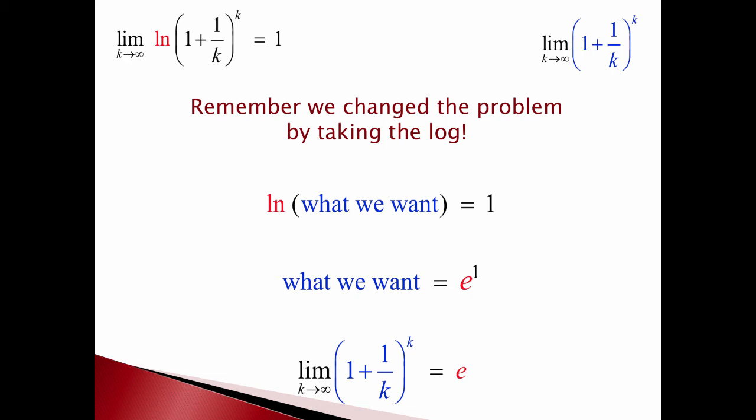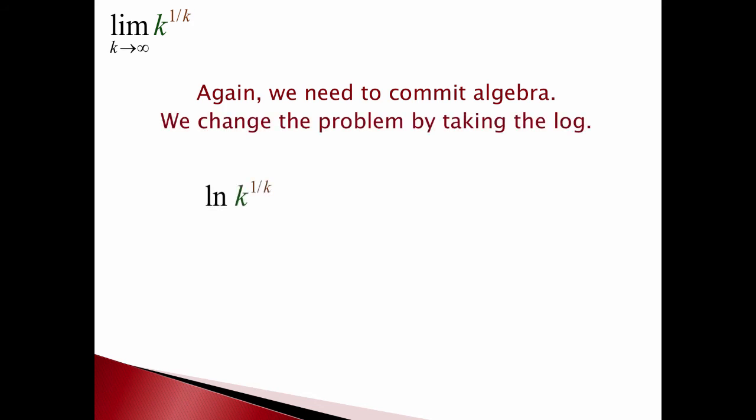Okay, another question along the same lines. k raised to the 1 over k power. Well, again, the trick here is to commit algebra. We take the log of this because we have k's raised to powers that have k's in them. The base and the exponent both have k's in them. So we can't just do it simple-mindedly, right? And say that the 1 over k in the exponent goes to 0 and anything to the 0 power should be 1. That argument doesn't work because I got k's in the base and k's in the exponent. So we take log of both sides, ln of k to the 1 over k.